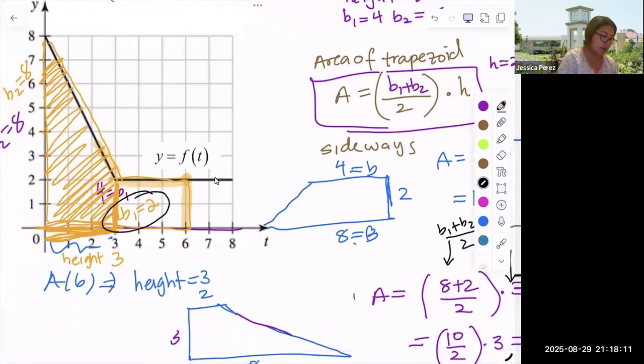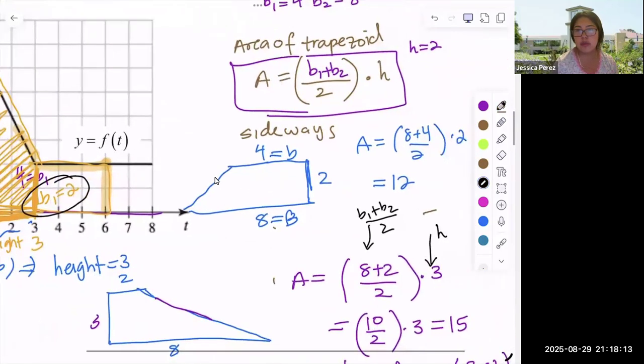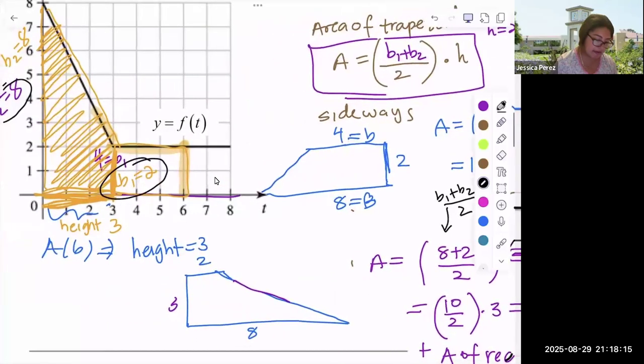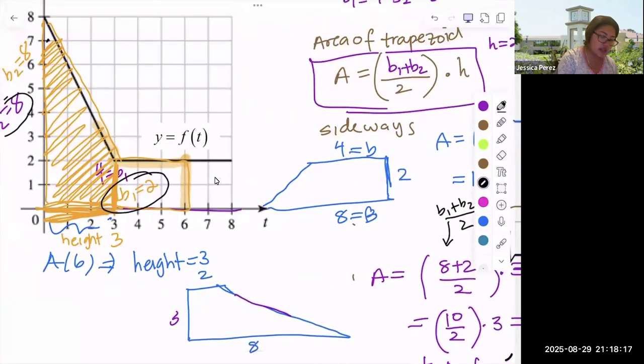Base 1 plus base 2 over 2, that's the formula. That's 15. But 15 is just the trapezoid. I'm still missing this part. This part is a rectangle. My base is 1, 2, 3, and my height is 2. So 2 times 3 is 6.